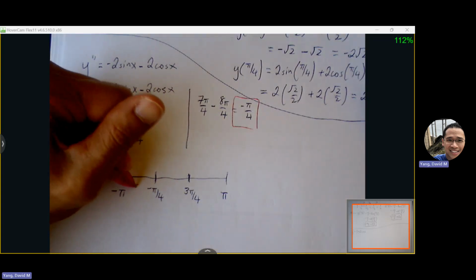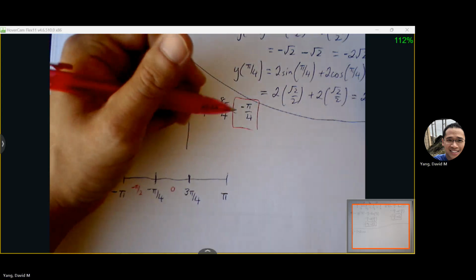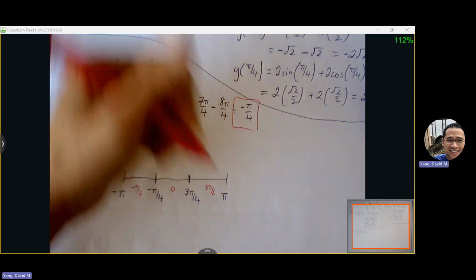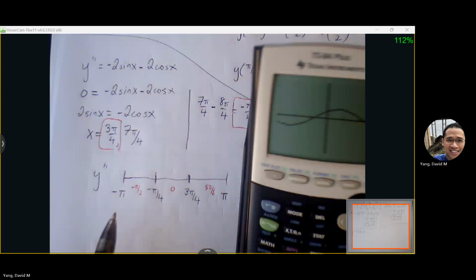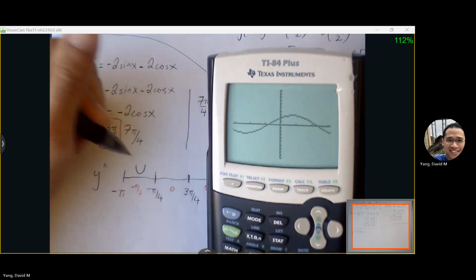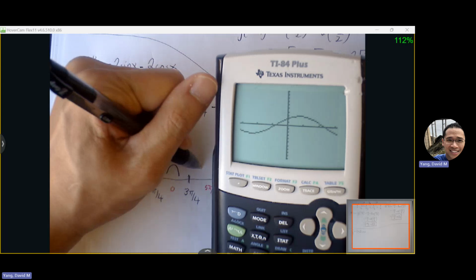Test negative pi over 2. Barrel test 0. Barrel test. We can also just look at our graph and kind of tell. Right. Starts off concave up. Switches to concave down. And back to concave up.